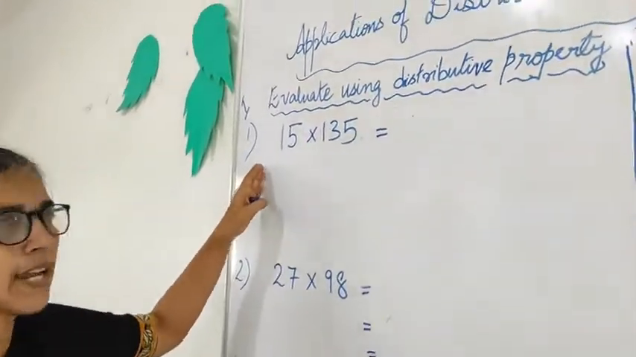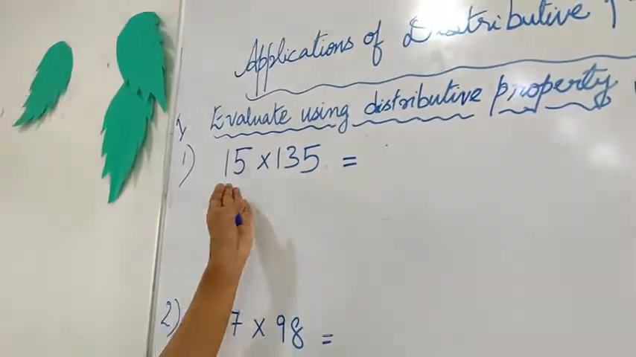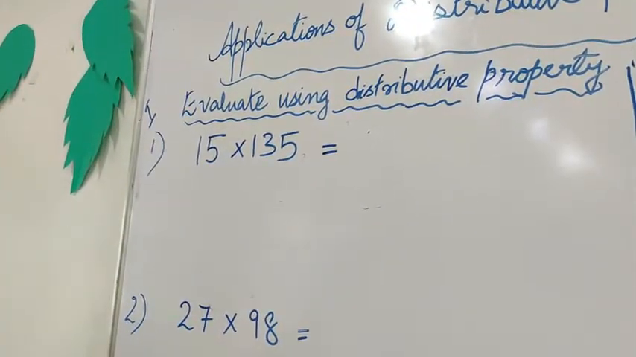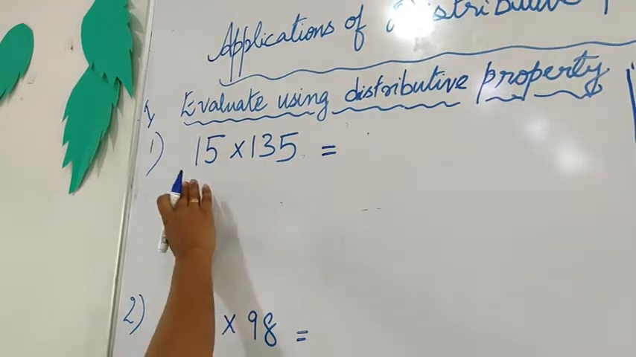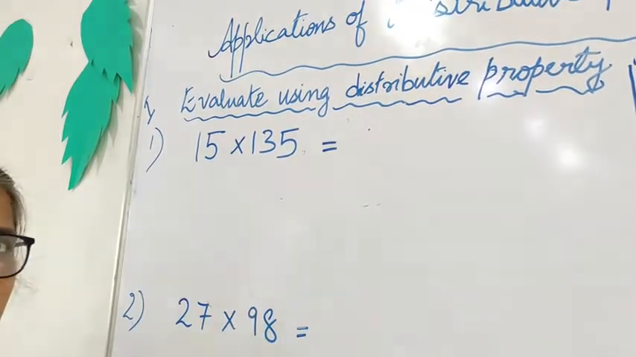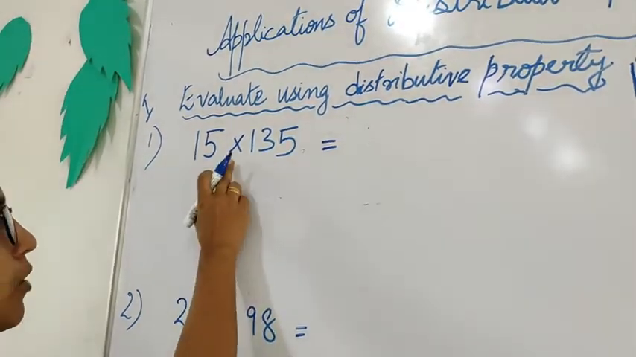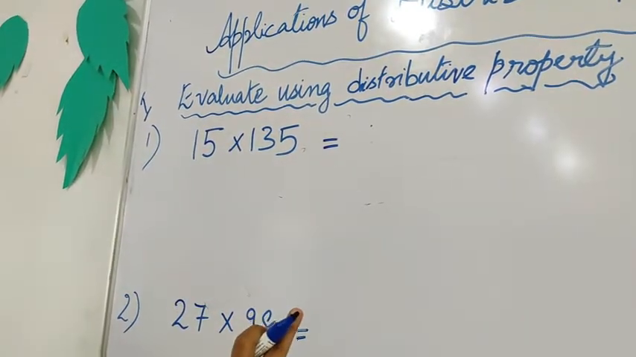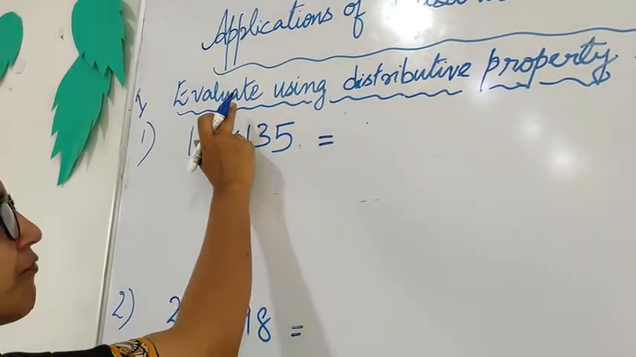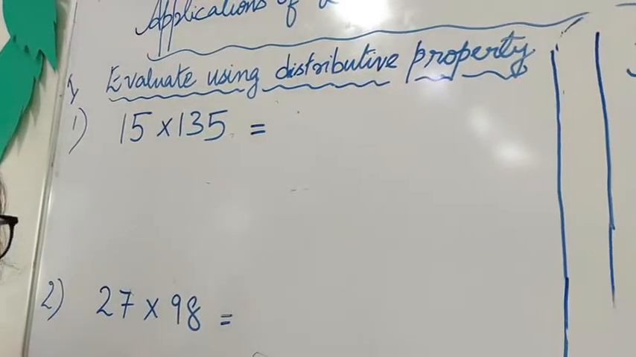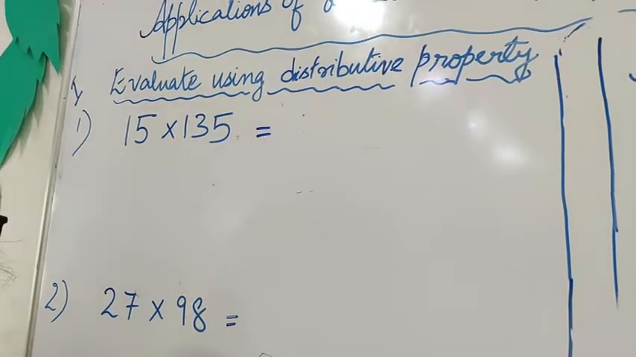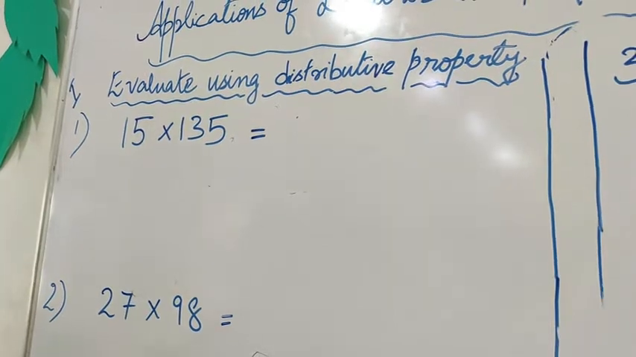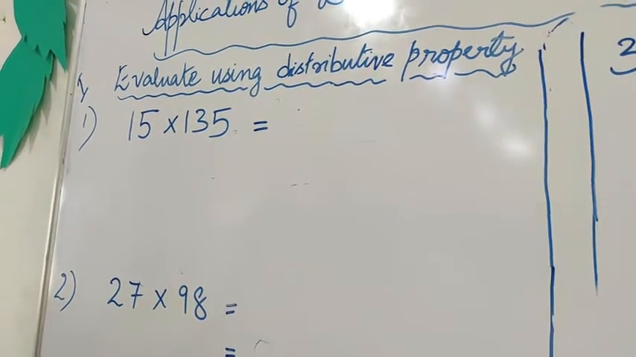Now in the first type, you will get a problem like 15 into 135. But your natural instinct says that you have to multiply because of this multiplication symbol. But then in the question, it is given: evaluate using distributive property. So you have to use distributive property for evaluation. So how will you use distributive property?